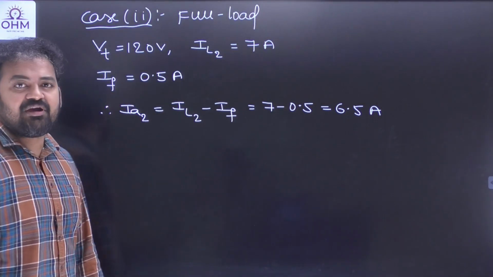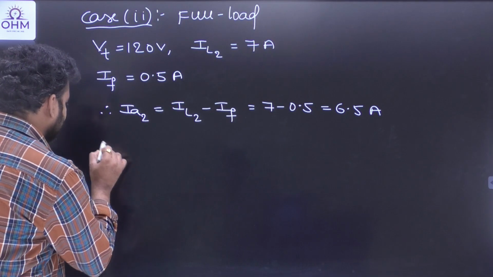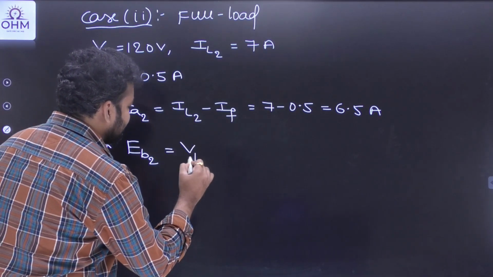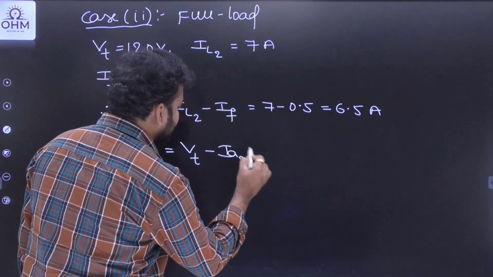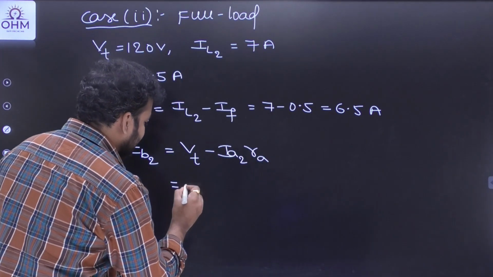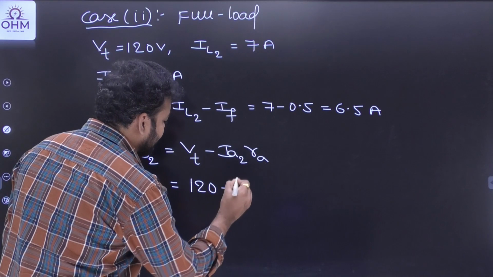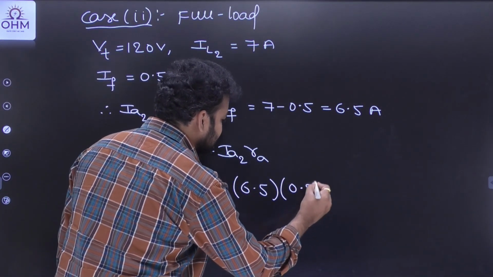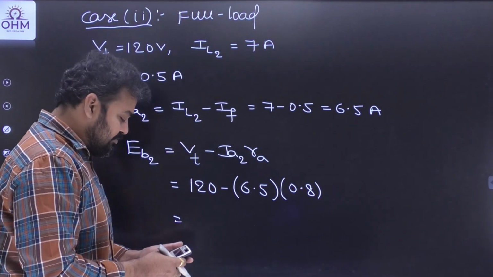Using this 6.5 ampere, calculate the new back EMF. What is the new back EMF at full load? EB2 is equal to Vt minus Ia2 into Ra. The terminal voltage is 120 minus armature current 6.5 into armature resistance 0.8. So you will get the new back EMF.